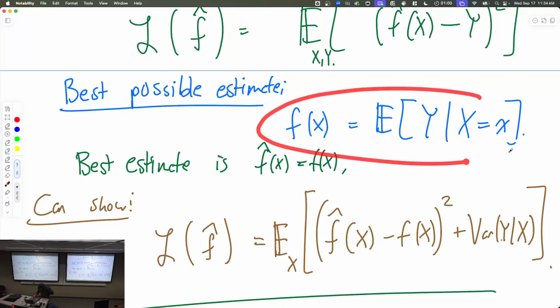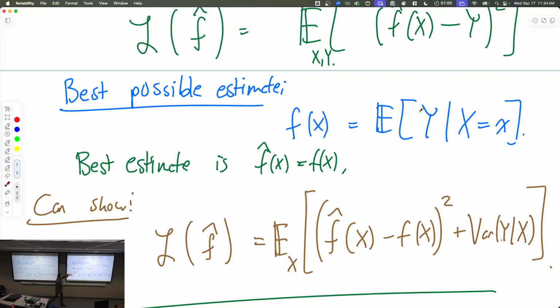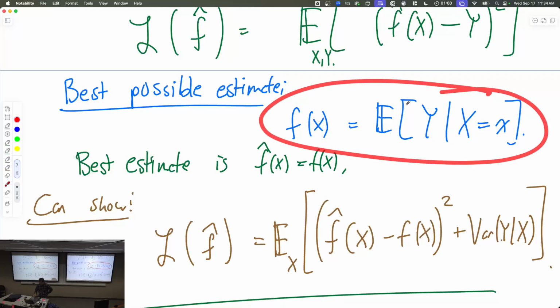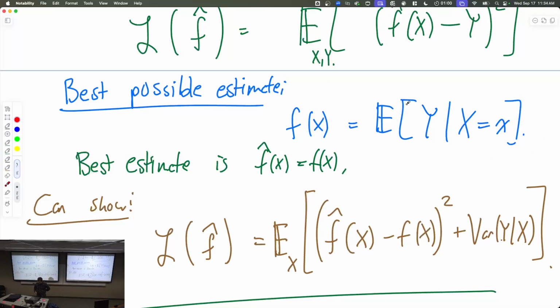f is the expected value of y given the x value. And why is it the expected value? That is what we talked about last class. The expected value minimizes the square loss. So that's why it's the expected value, not the median or the mode or something. We want to minimize the square loss, and that's why we have this. And so we've just added this new thing, which is the conditional amount.